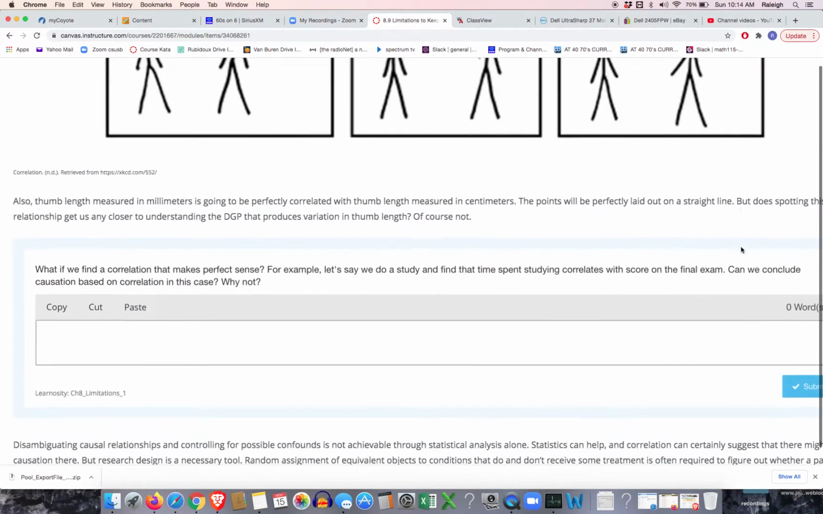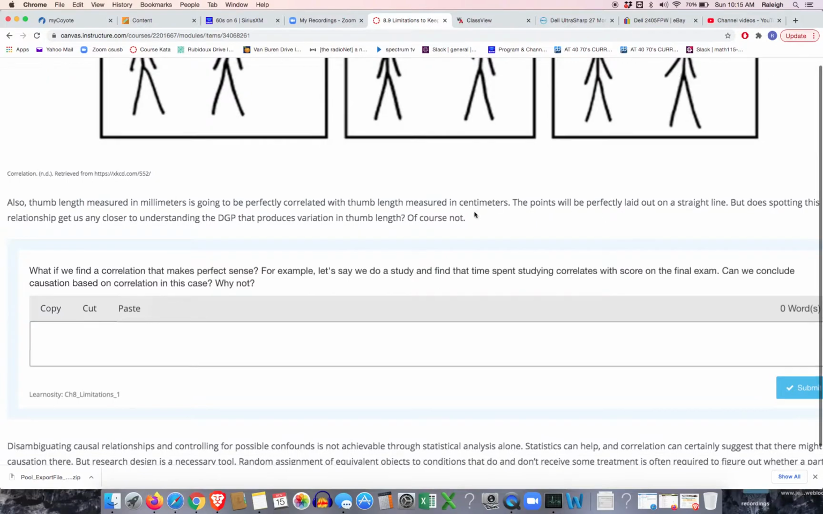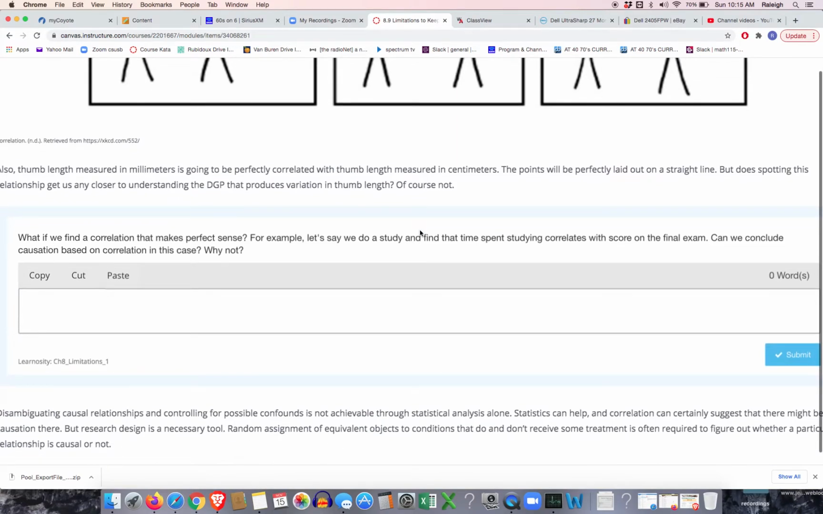Also, thumb length measured in millimeters is going to be perfectly correlated with thumb length measured in centimeters. That's because they're off by a factor of 10. The points will be perfectly laid on a straight line. But does this get us any closer to understanding anything? No, that's just a matter of style, what units you want. You could put it in inches too.